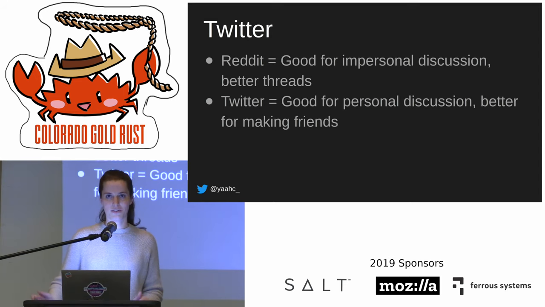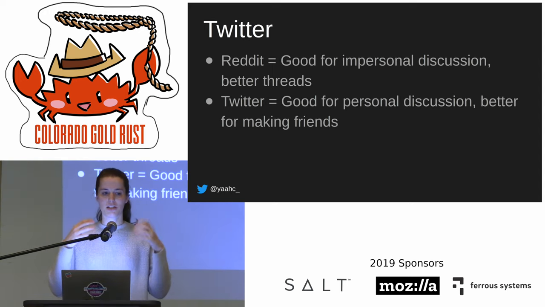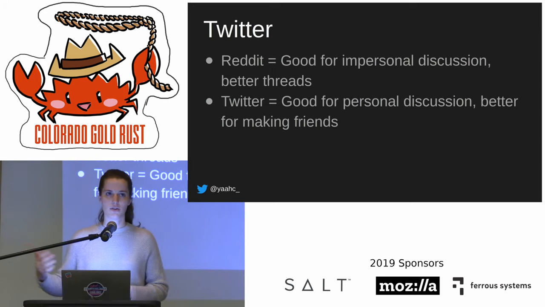And in the process of learning Twitter, I realized there's a fundamental difference in the way that people communicate on Reddit versus on Twitter. In Reddit, the discussion is a lot more impersonal. It's great for technical discussions or bike shedding, because the thread view is much nicer, but it doesn't really feel like you're talking to a person, because there's just the little name and you usually don't pay attention to it. Twitter, on the other hand, you feel like you're interacting with a person, you remember the person the next time you interact with them, and it ends up being much better for making friends and getting involved in the community.